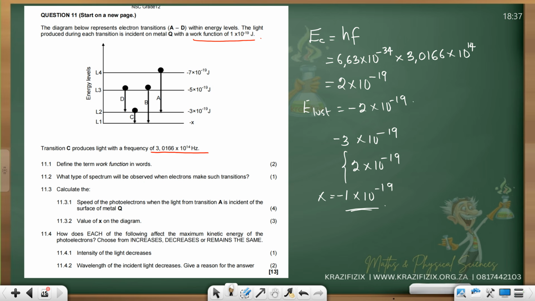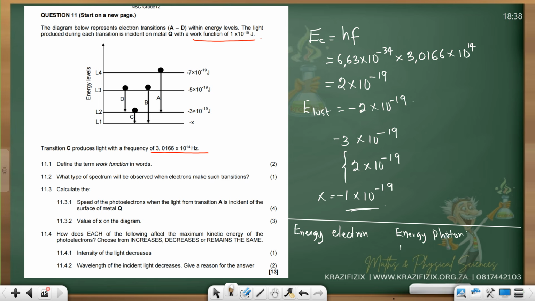Okay, quickly, let's answer this last one. How does each of the following affect the maximum kinetic energy? So we're looking for the speed. Now, quickly, this is what I wanted you to think about. They said maximum kinetic what? Energy. So we're talking about energy of the what? Electron. The only thing that affects this will be what? Energy of the photon.